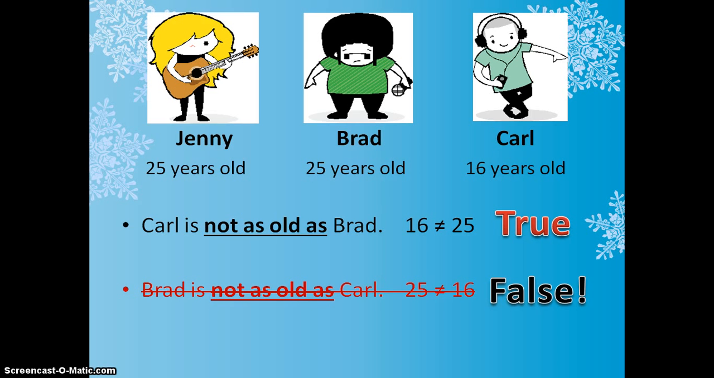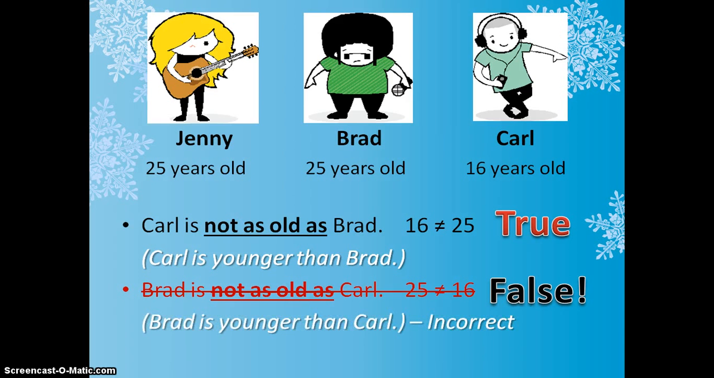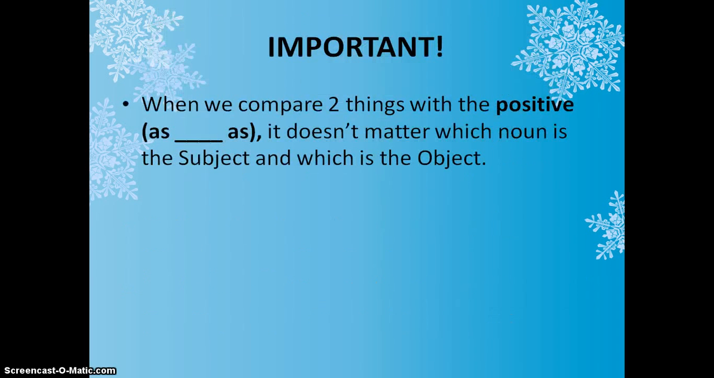Why is that? Well, our first sentence, Carl is not as old as Brad, means that Carl is younger than Brad. What about our second sentence? Brad is not as old as Carl. Well, this means Brad is younger than Carl. That's not true. Brad is not younger than Carl because Brad's 25 and Carl is 16.